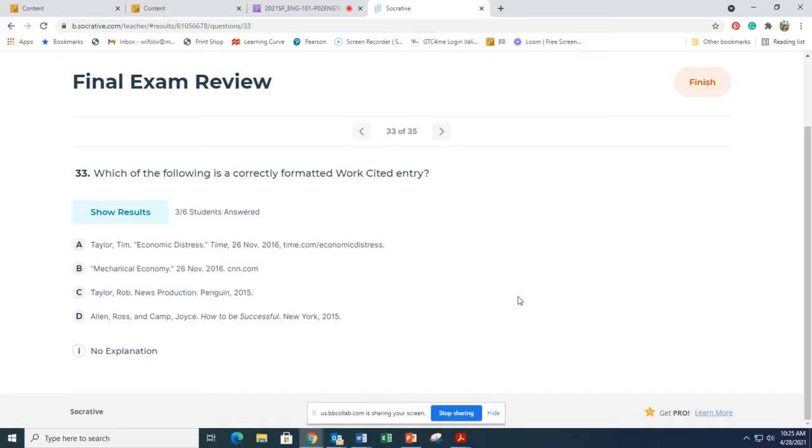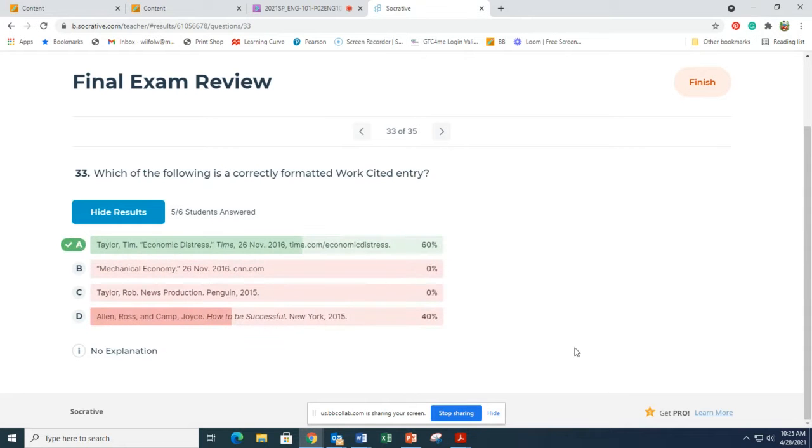Which one is correctly formatted? Oh, excuse me, I'm tired today. All right. For those who picked D, I can understand why you picked it, because it's pretty close to correct.